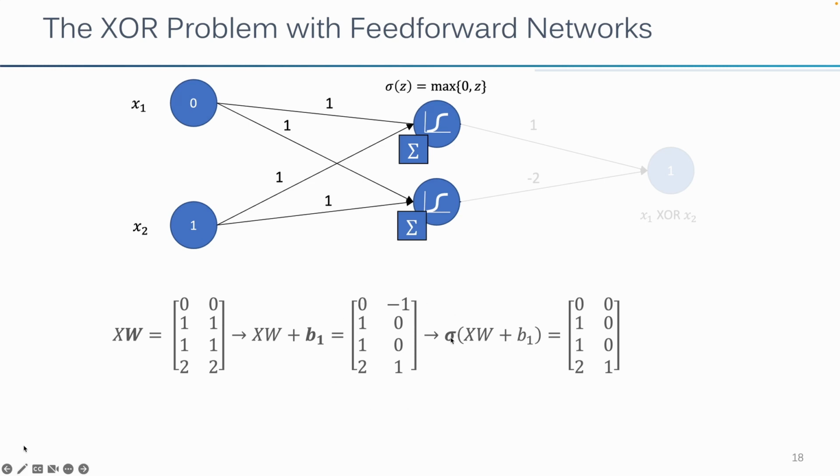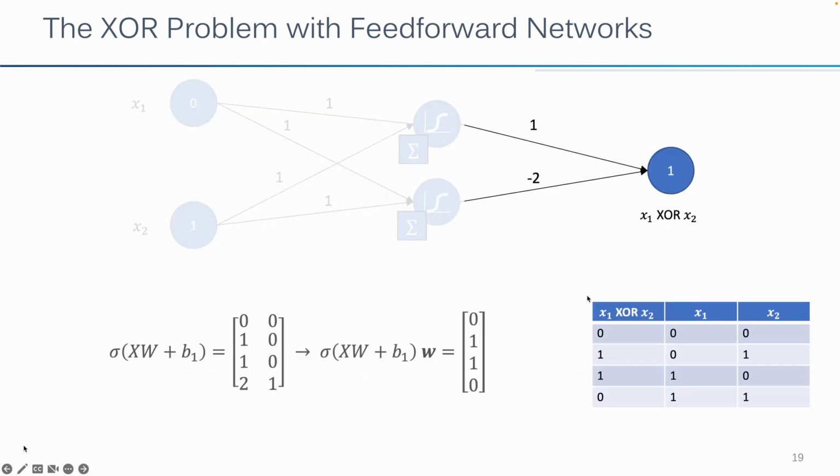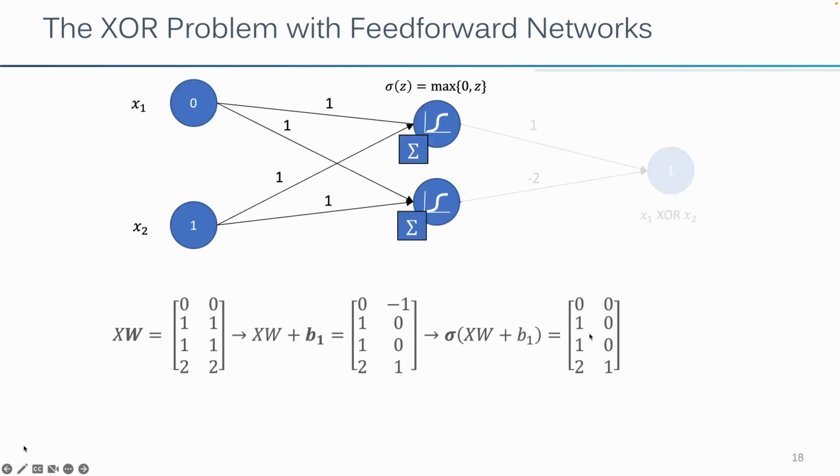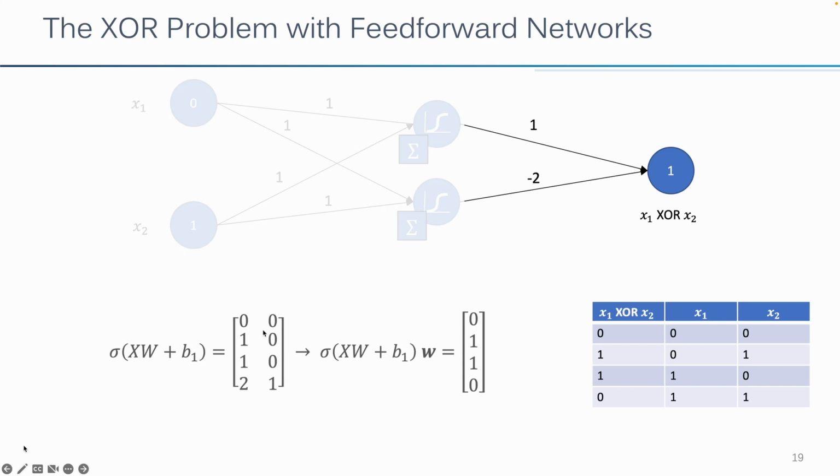And if we apply ReLU, ReLU is just the maximum of 0 and Z. We take all the negative values and make them 0. And that's it. Everything else remains the same. And we get this matrix. And now we apply the last layer. We take the matrix from before. This is the same matrix as the last slide. So here, 0, 0, 1, 0, 1, 0, 2, 1. And we just multiply it times W, and we get this vector 0, 1, 1, 0.